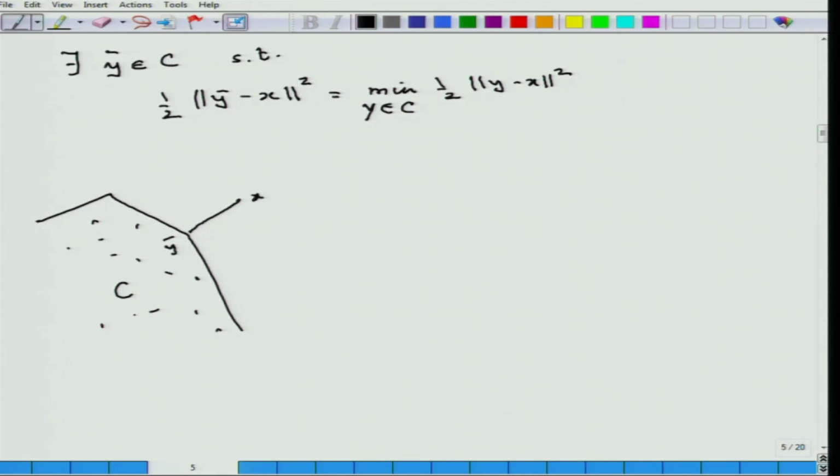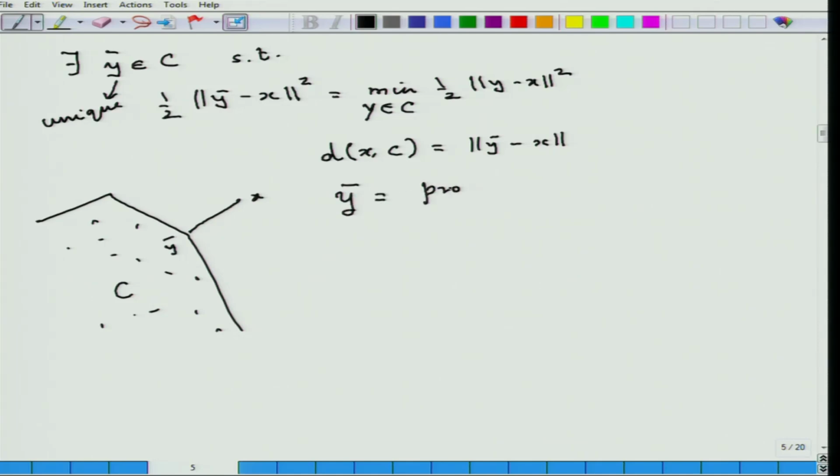Now, this simply means that the distance of x from C is nothing but the norm of y bar minus x. So, what we are guaranteeing is that there exists a unique point y bar, because the minimizer is unique. Of course, this y bar is unique, there cannot be more than one. At that point, the norm of y minus x is the distance of x from C, that is, the minimum is achieved at y bar and is achieved uniquely.